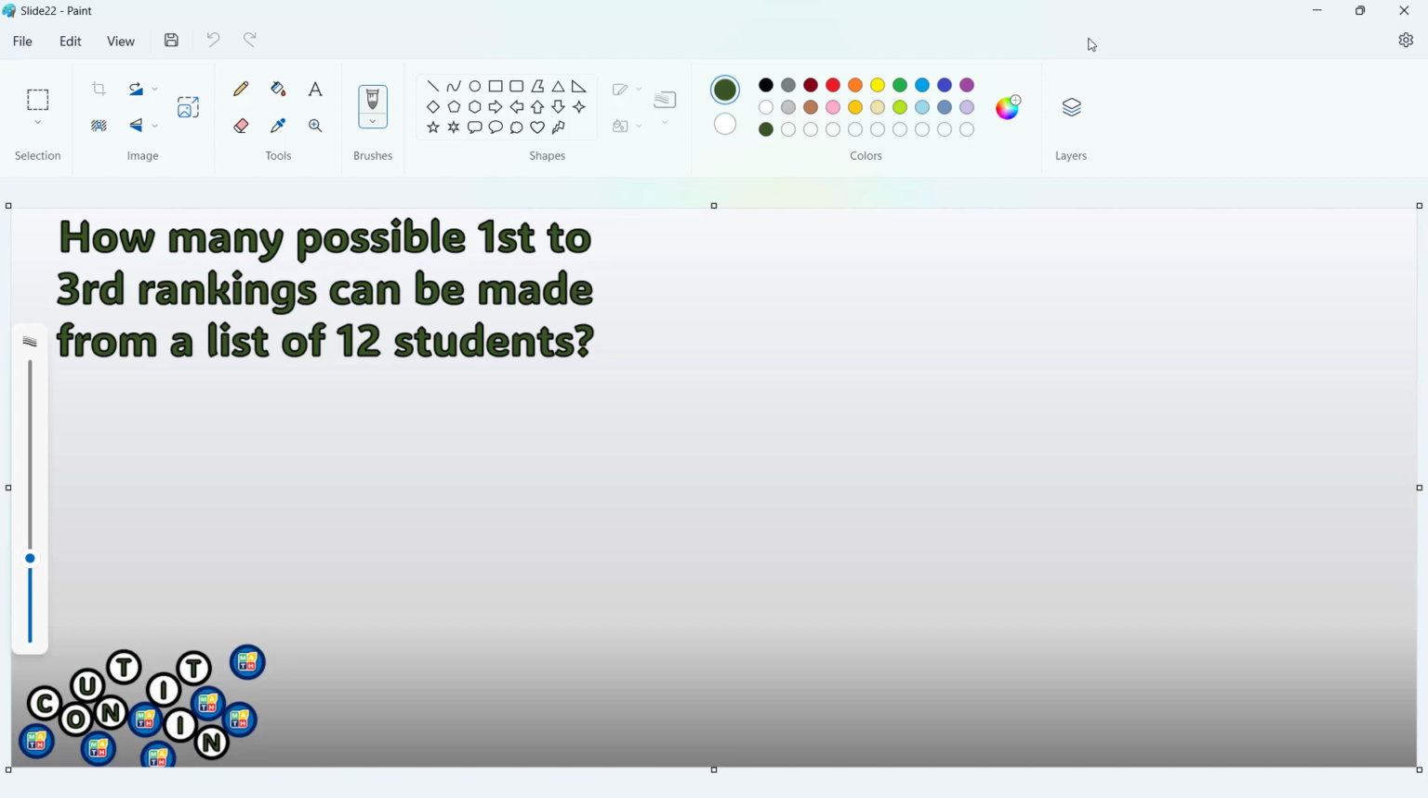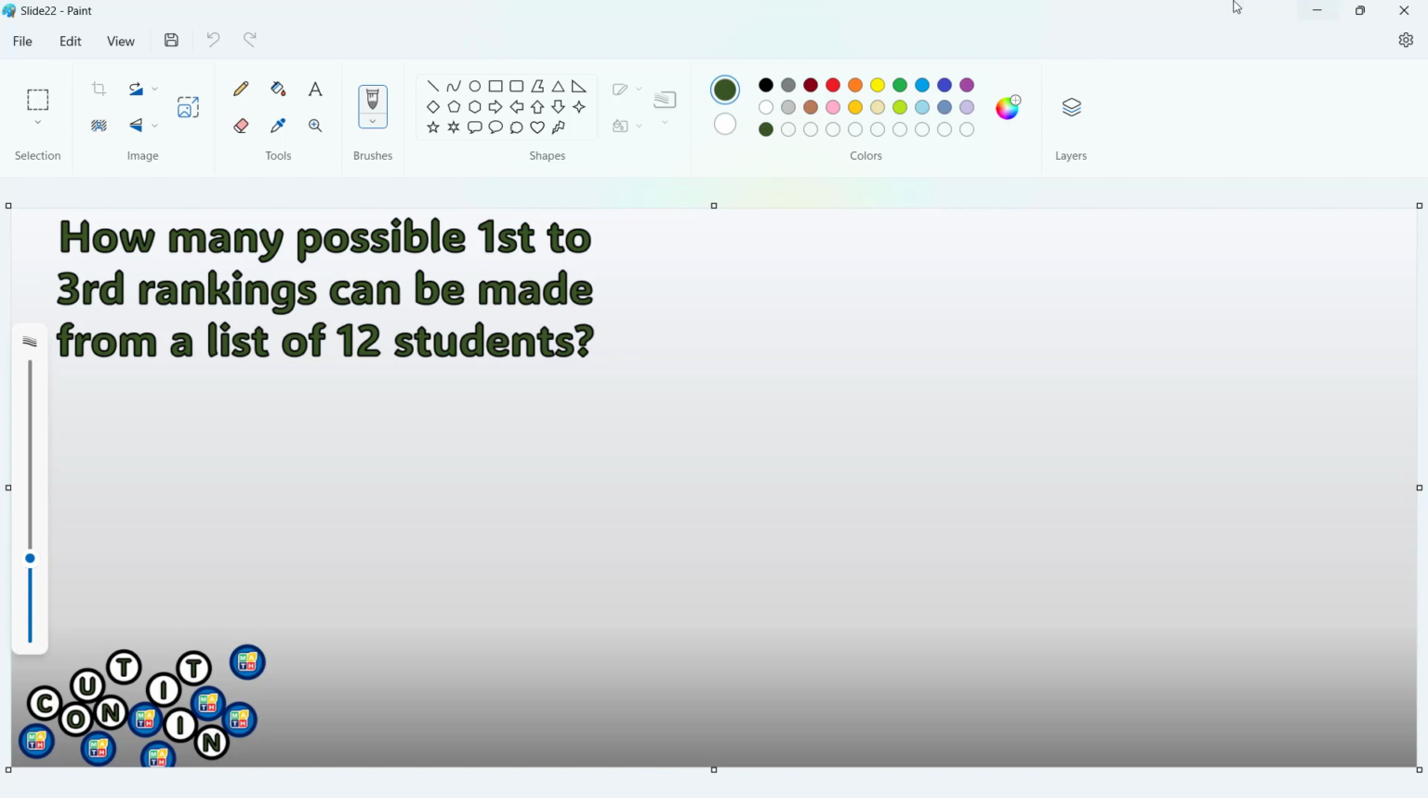And the second is that the arrangement of 3 students out of 12 on the first, second, and third are counted differently even if it's the same students but of different rankings. Say for example, student A is the first, student B is the second, student C is the third. If student A and student B interchange their positions, then the ranking is considered different from the previous one.